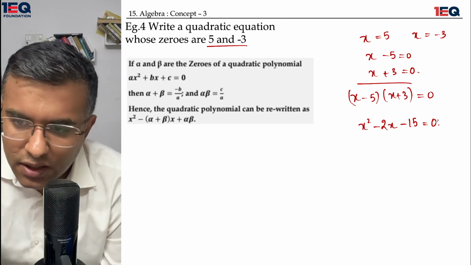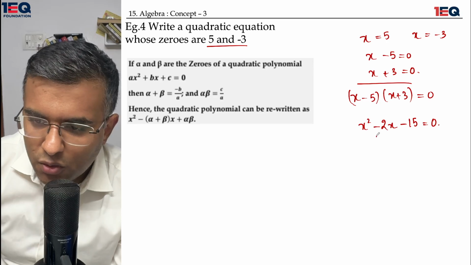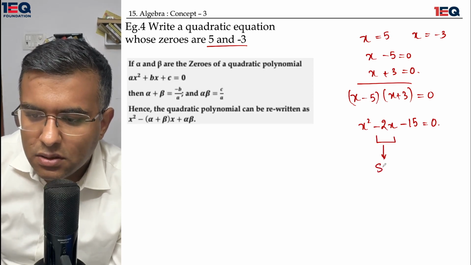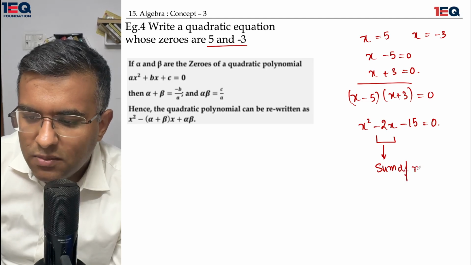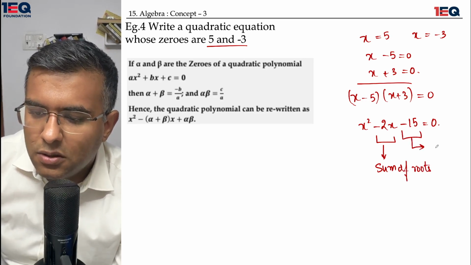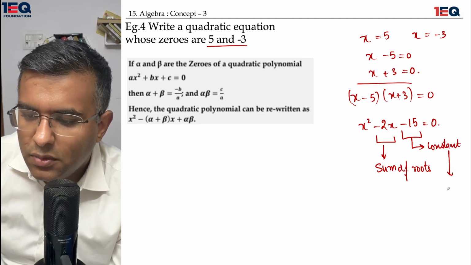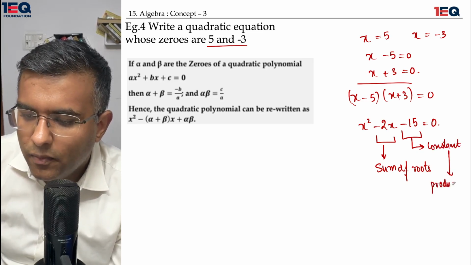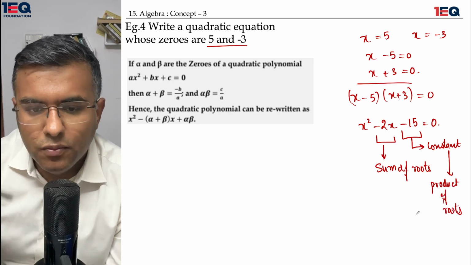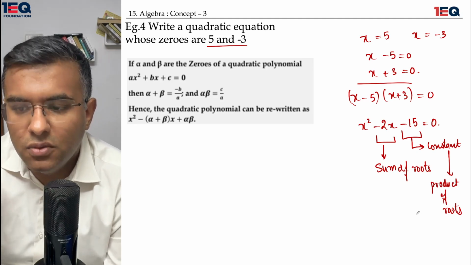This was what I created out of it. Now, if you see very clearly, the coefficient of x is the sum of roots, and the constant term is equal to the product of roots. So that is what we are able to achieve out of it.